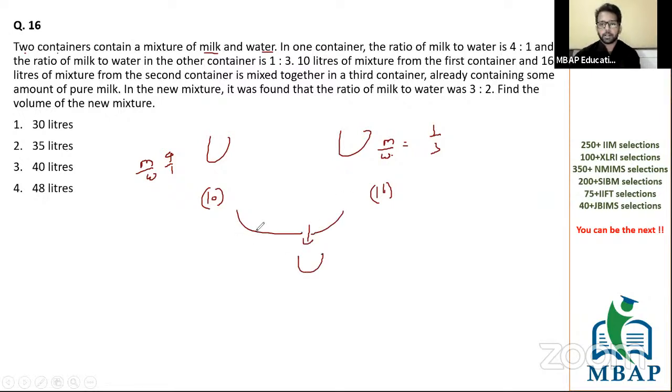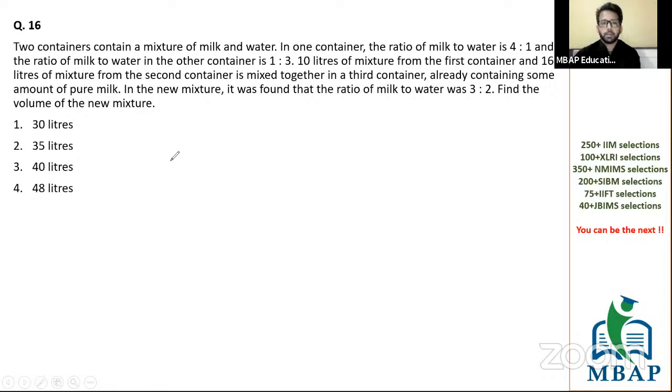mixed in the third container, which already contains some pure milk. So let's assume there's some pure milk and this is the mixture, right? Pure milk has a concentration of 100%. That's something which I know, right? It has been found after mixing, the ratio of milk and water in the new container is 3:2. So the question is, find the volume of the new mixture, which already has some pure milk in it.